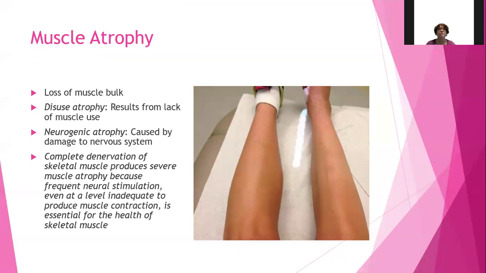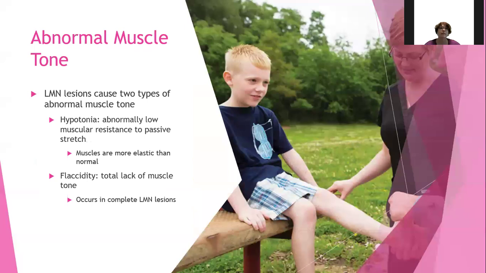Muscle atrophy is loss of muscle bulk. So disuse atrophy results from lack of muscle use, and you can get that from anything. Neurogenic atrophy is caused by damage to the nervous system. So complete denervation of skeletal muscle produces severe muscle atrophy because frequent neural stimulation, even at a level inadequate to produce muscle contraction, is essential for the health of skeletal muscle. So we have that background activation that's always going on. And when you have muscle denervation, you lose that and it results in atrophy.